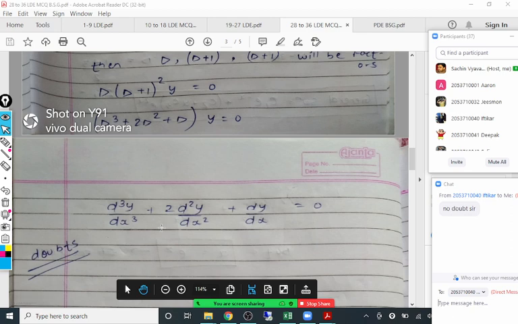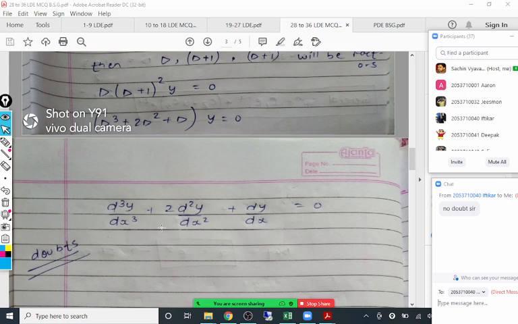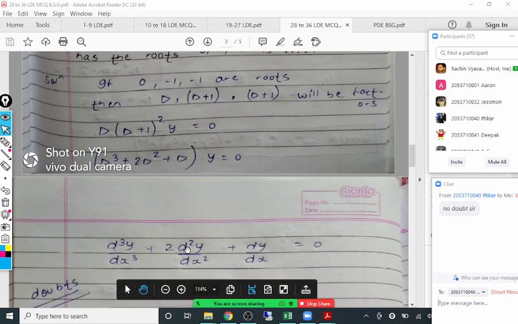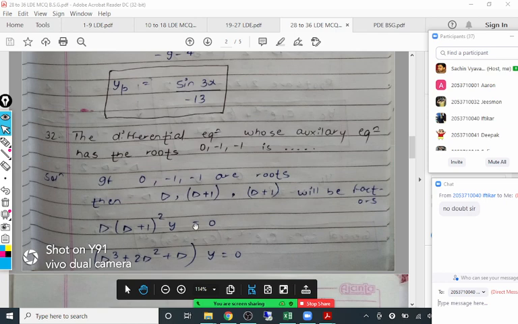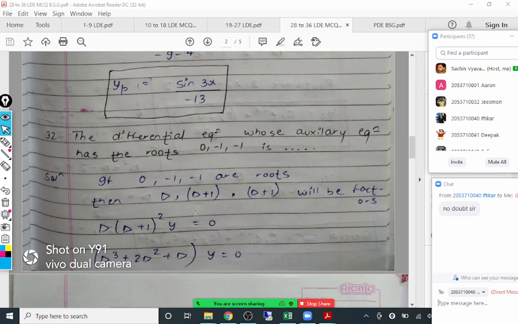But whatever he has written, that's correct, because if the book is giving the Cauchy's equation as the answer, that's not correct, because this is the differential equation. This is the differential equation whose roots are 0, minus 1 and minus 1, and you can clearly observe we have gone in the reverse way here. Okay, that's the correct answer here. Any doubt here? This question?